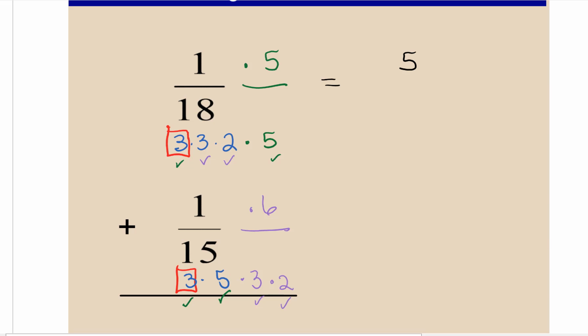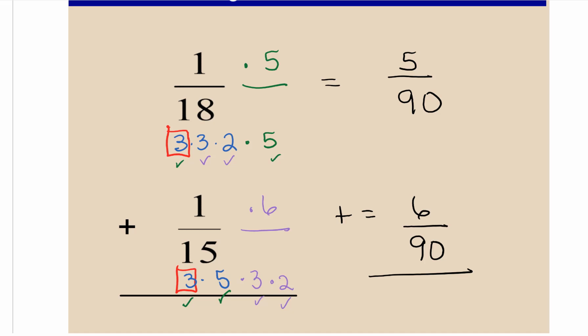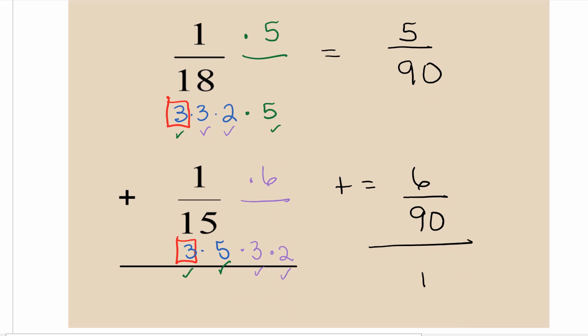So now I'm going to get my equivalent fractions. 1 times 5 is 5, 18 times 5 is 90. And my other fraction, 1 times 6 is 6. 15 times 6 should also be 90, but I always want to double check to make sure that I did this correctly. So I know if I get the same denominator for each, I'm probably on the right track. Now I can add my numerators and keep my denominator, so my answer is 11/90.